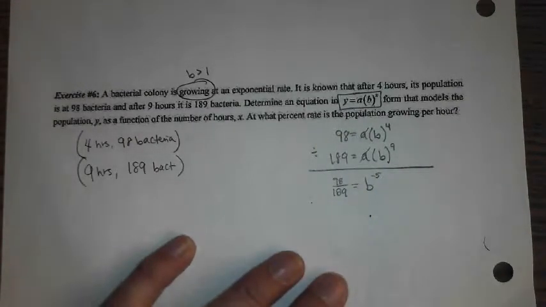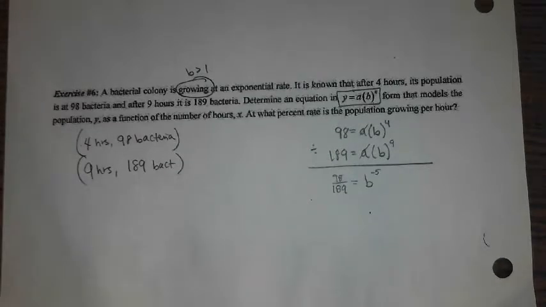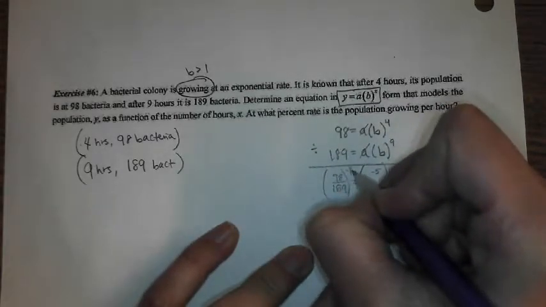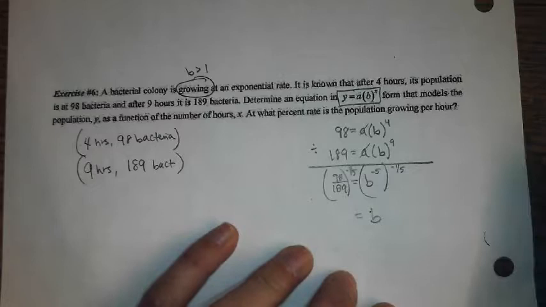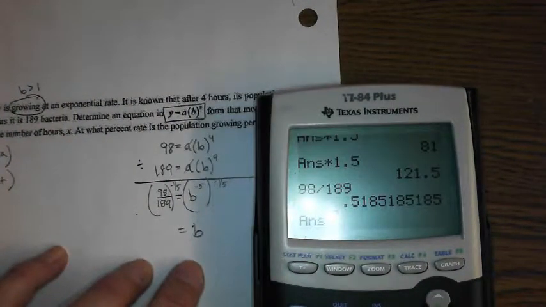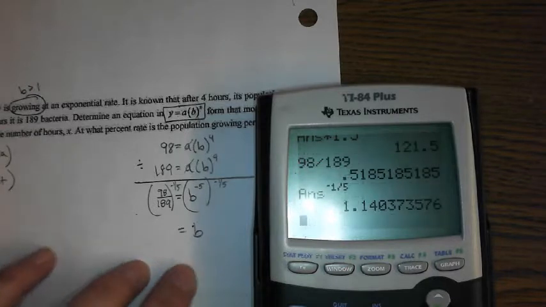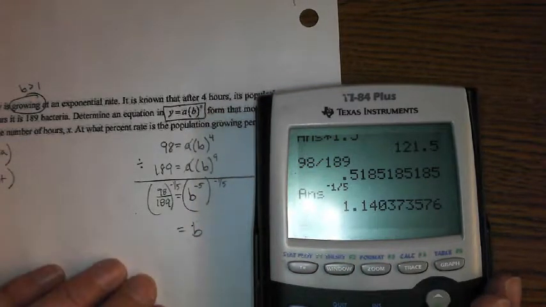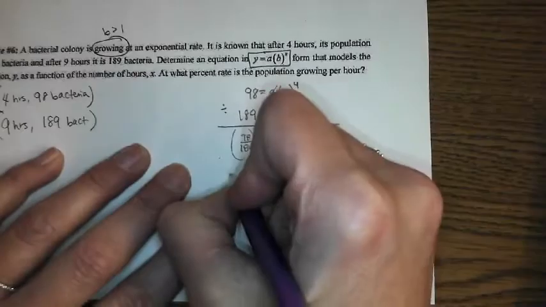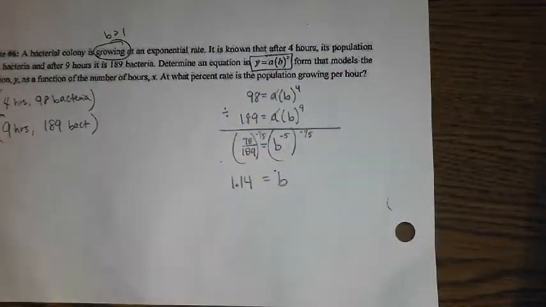negative 5th. So what are we raising both sides to? Negative 1/5. Good. Always raise the reciprocal, and then it's just straight up calculator work. So that number raised to the negative 1/5 power. What does it say to round B to? Oh, it doesn't really. Let's go 1.14. Yeah, we're going to talk about that in a second. So B is 1.14.